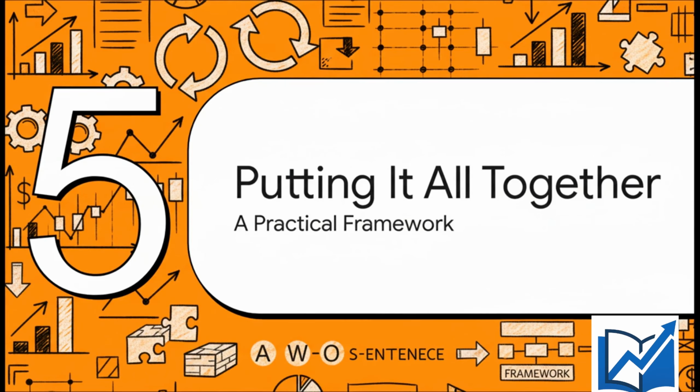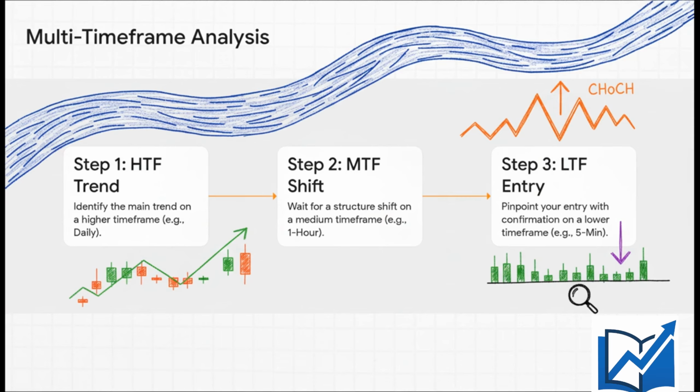Step 2, you zoom in. Go to a medium time frame like the 1-hour chart, and you wait for the structure to shift in your favor, like waiting for that CHOCH. And finally, step 3, you zoom in again to a lower time frame, say the 5-minute chart, to nail down your exact entry with a confirming BOS. This top-down approach is all about stacking the odds in your favor.